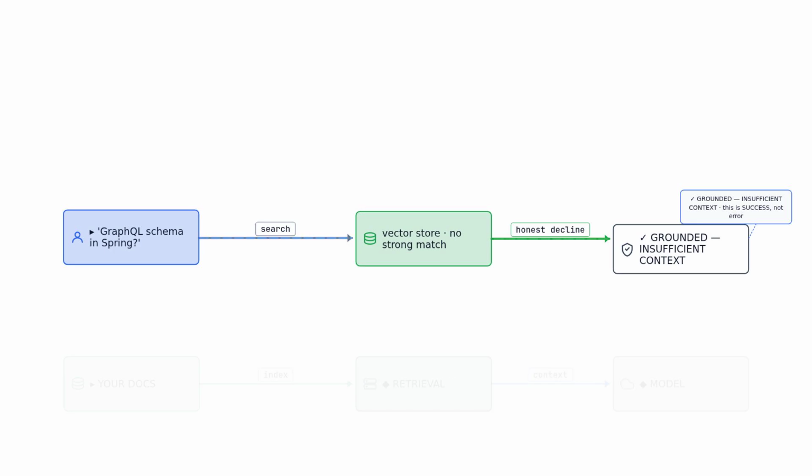Ask something outside the knowledge base. GraphQL schemas not indexed. The vector store returns no strong match. A well-grounded system says so. That is success, not failure.